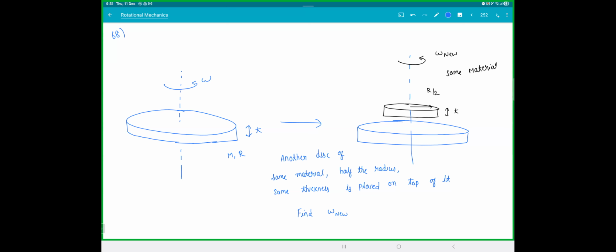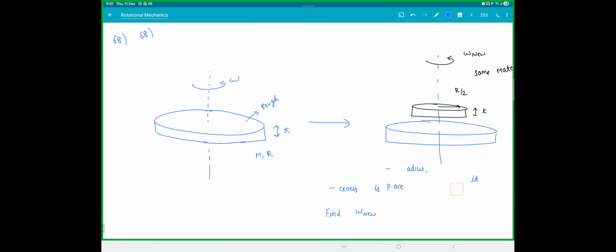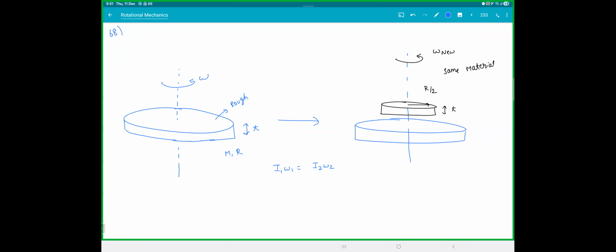Right, Samyak. Right, Arya. Same story again. So when you keep the disk on top of it, due to internal forces, right? The friction is internal. So conservation of angular momentum, I1 omega 1 is equal to I2 omega 2. So what is the initial moment of inertia? It's a disk, MR square by 2, omega is equal to, what is this moment of inertia? MR square by 2. The common mistake is this.